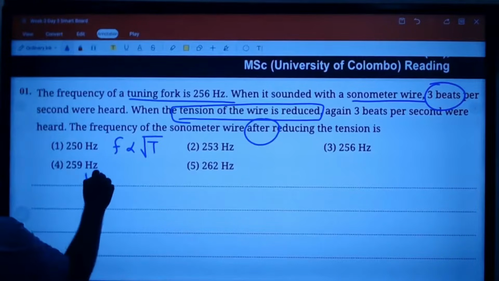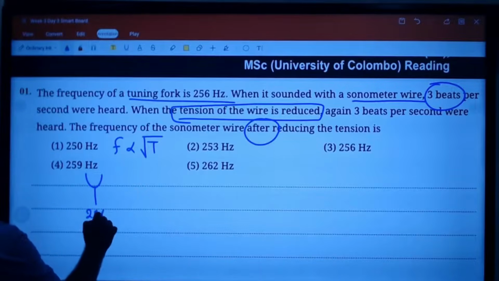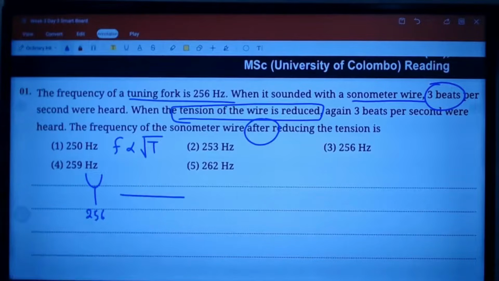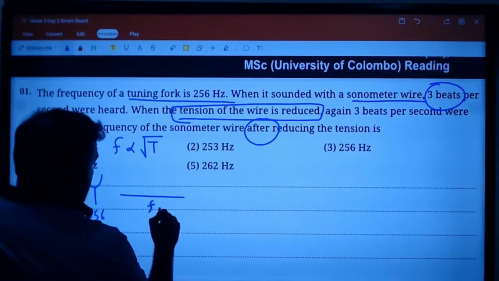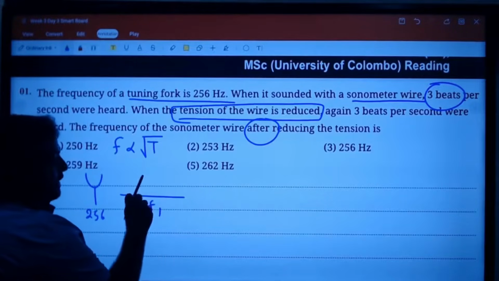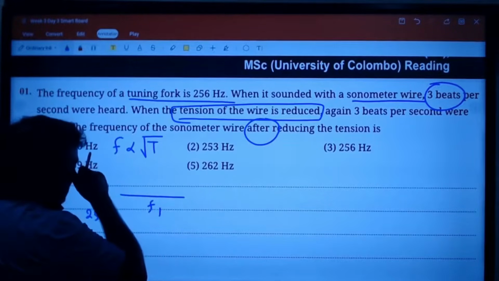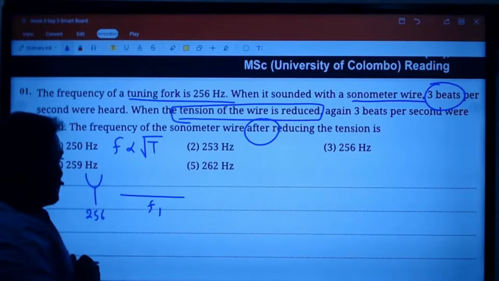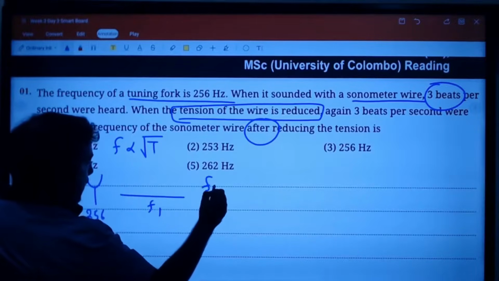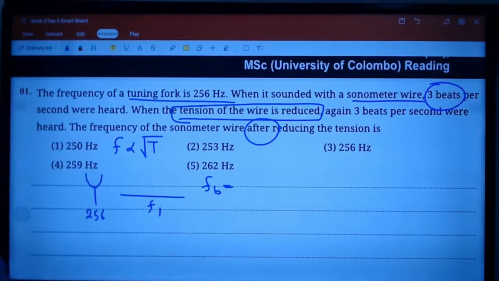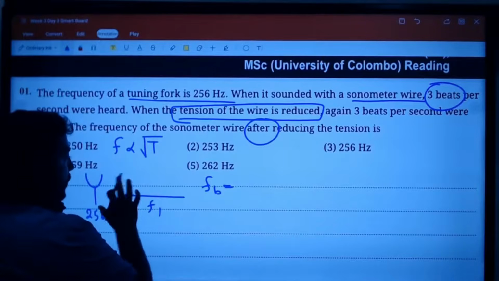Now the tuning fork, 256, is sounded with a wire. 3 beats are heard. When the tension is reduced, again 3 beats are heard. Frequency of the sonometer wire? Look at the board carefully. So we assume that the mode of vibration does not change. Your beat frequency here is the difference, one of the two frequencies subtracted.